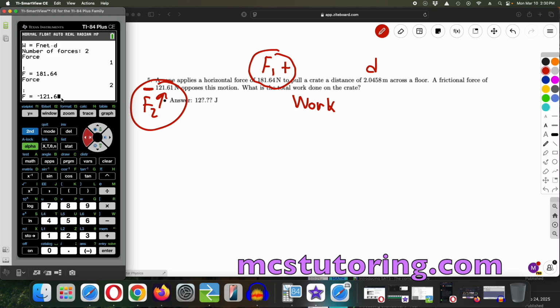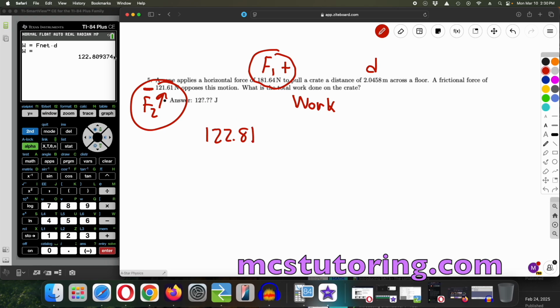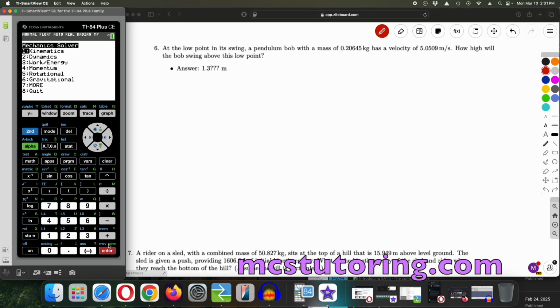Okay, wait, oops, look at me. I'm putting in the wrong digits. Remember that joke earlier about me not entering things correctly? There I go. The distance is 2.0458. There we go. And then we get 122.8. And I'm going to round it to 8.1, because again, after the 0 is a 9. That is 5 or larger, so we're going to round up. And that's going to be J for joules, baby. Okay. Oh my gosh, we're almost halfway through.